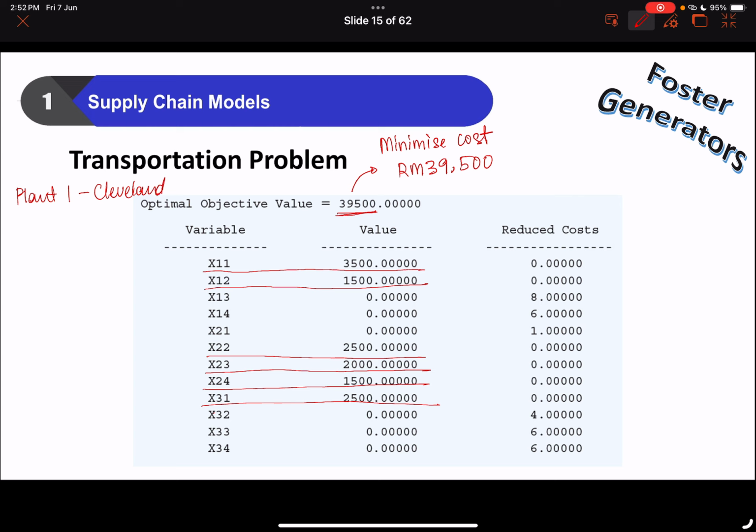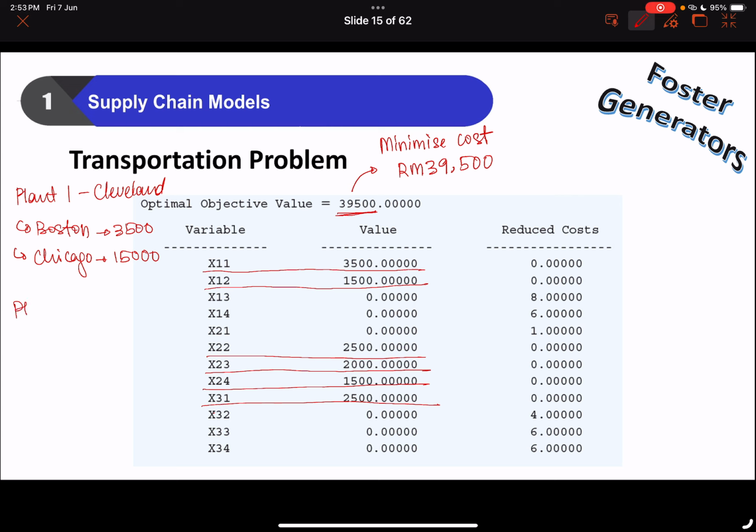Cleveland will send to destination 1, which is Boston, and destination 2, which is Chicago. To Boston, it will send 3,500 units. To Chicago, they will send 1,500 units.